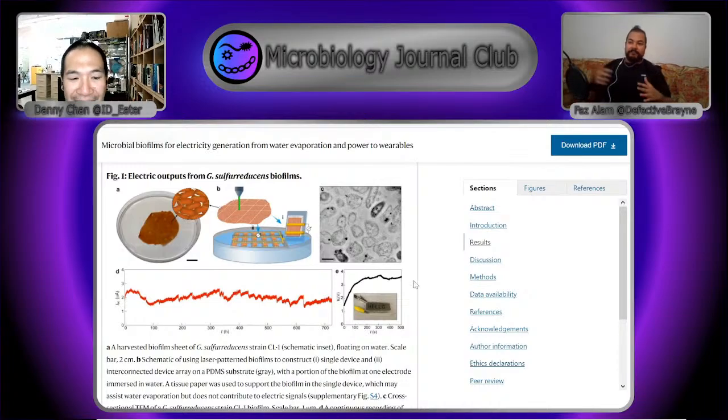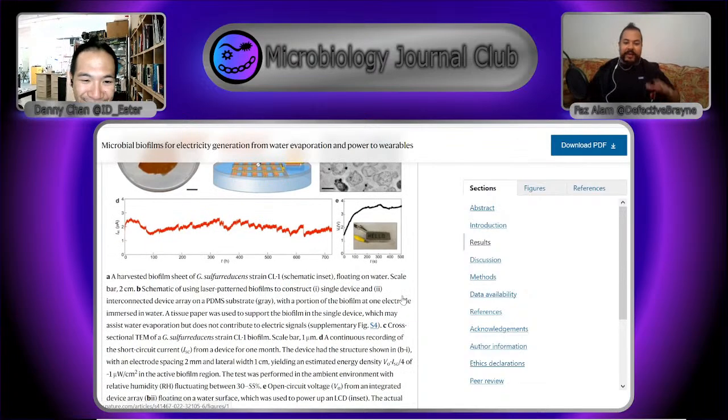But this paper is very engineering focused, I would say. It's saying, knowing all of this, how do you make a thing that you could actually get some current off of? Yeah, they do laser patterning on it.